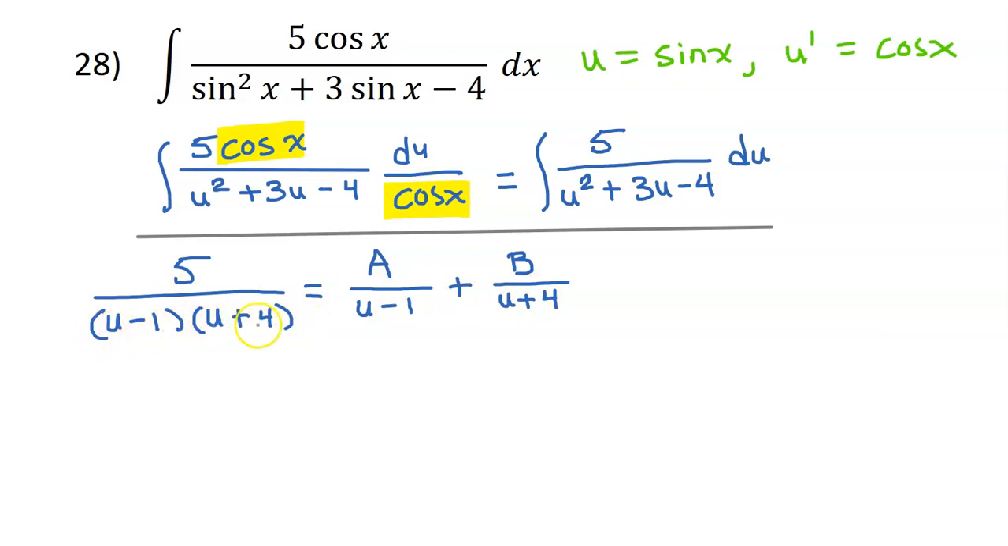If we multiply by the common denominator on the left, the entire denominator cancels out, and we just have 5. If we multiply this common denominator by the middle term, the u minus 1 cancels out, and we are left with a times u plus 4. If we multiply the common denominator times the last term, the u plus 4 cancels out, and we are left with b times u minus 1.